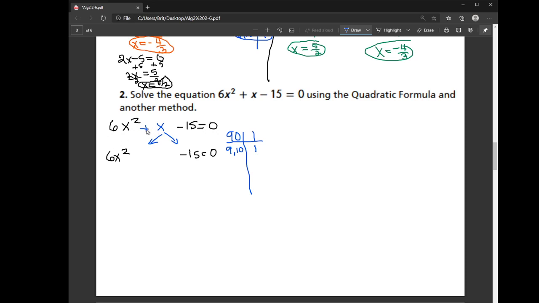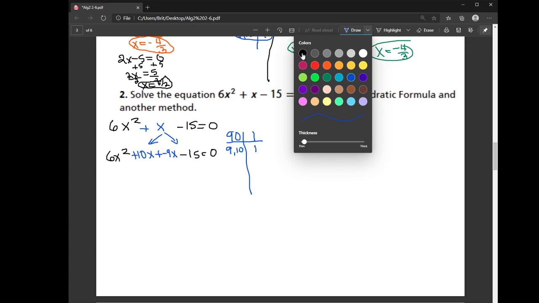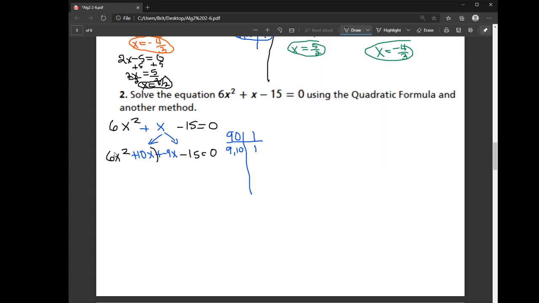Now because this is a positive 1, and I know I need opposite signs to get the minus 15, I'm going to keep my 10 as the positive one because it's the bigger number. So I'm going to say plus 10x plus negative 9x. I know it's weird to put that plus and then the minus right away, but remember when you put the parentheses, you have to have a plus between it.